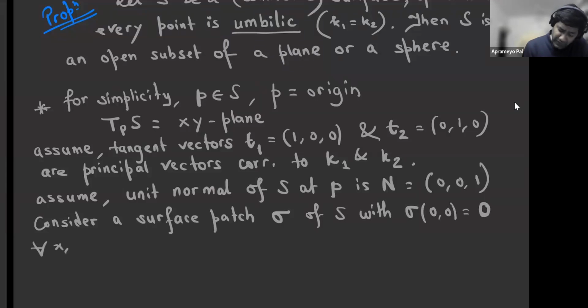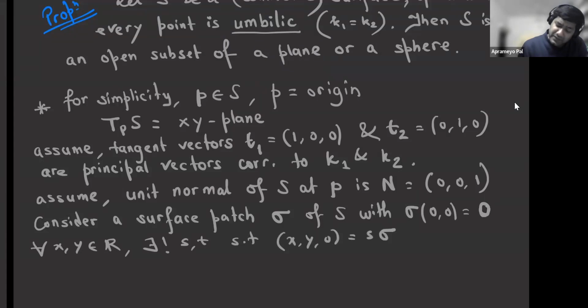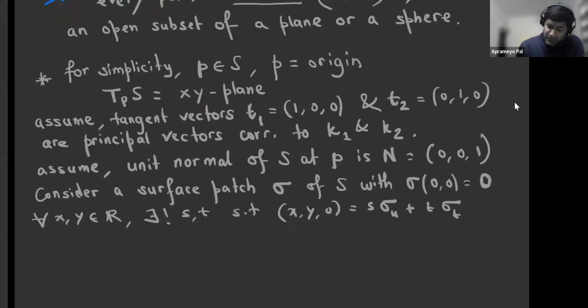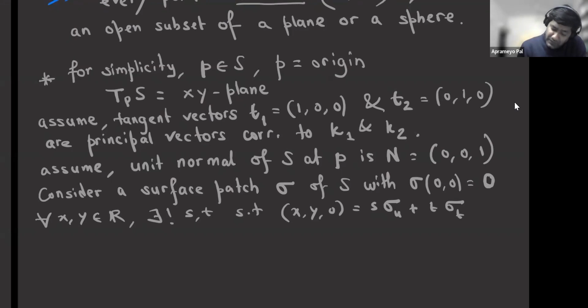Then for all x, y in R, you would have unique existence of s and t such that (x, y, 0) is nothing but s sigma_u plus t sigma_v, because that's just by definition. Sigma_u and sigma_v are linearly independent, and they form a basis for this plane, so you can write this. Once you have this, it will be similar to what we started in our first lecture.